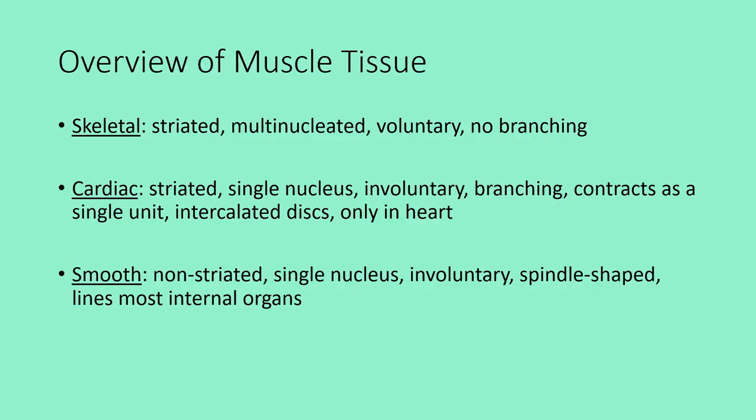Just there's no stripes on it. It's smooth muscle. It also has a single nucleus. It is also under involuntary control. It tends to be more spindle-shaped, so thicker in the middle and tapers on either end. Smooth muscle is going to be found in most of your internal organs.